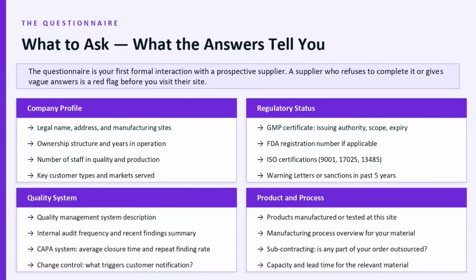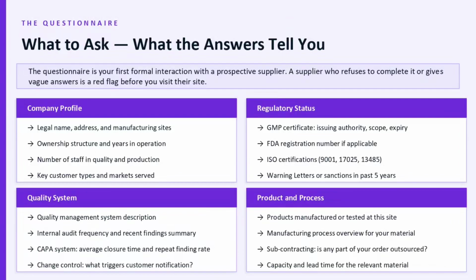Regulatory status: GMP certificate, which authority issued it, what scope it covers, and when it expires, FDA registration number if they supply to US regulated markets, ISO certifications relevant to your material type, such as ISO 9001, 17025, or 13485. And critically, whether there have been any warning letters, import alerts, or significant regulatory sanctions in the past 5 years. Quality system.